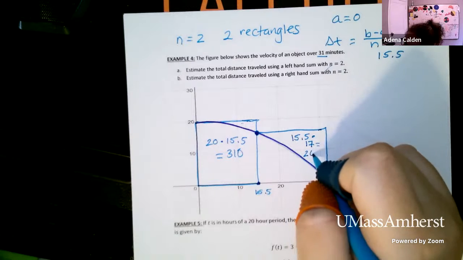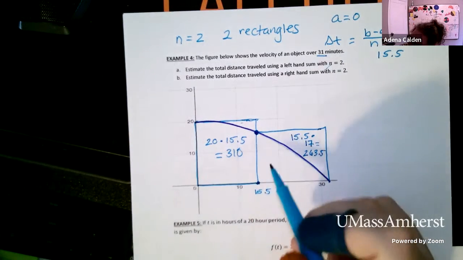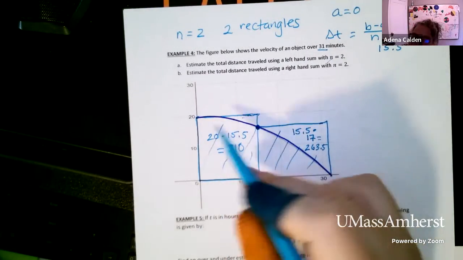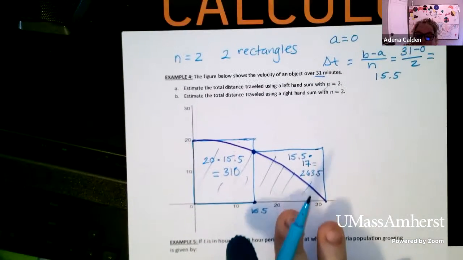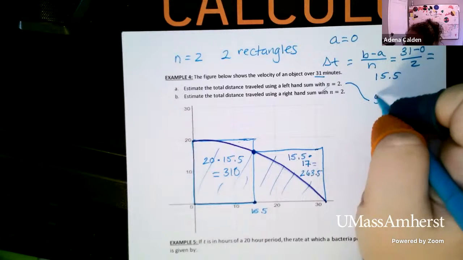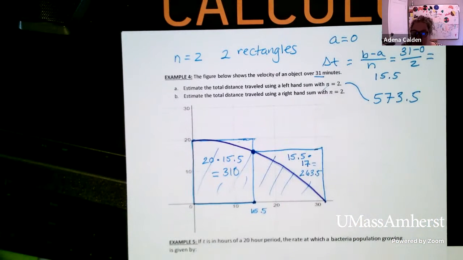And that gives me 263.5 for this second rectangle, right? So this is a left-hand approximation because again, I'm using the left-hand points. I add these two areas together and I get 573.5. So that's how I tie in my left-hand approximation.